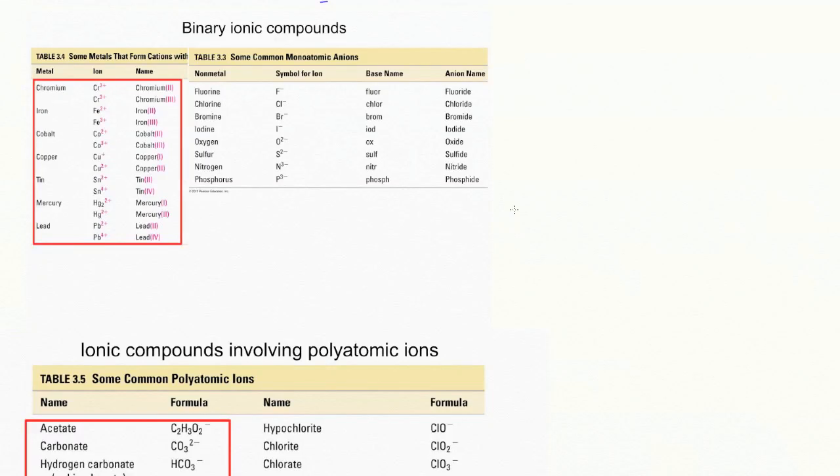metals. We know transition metals could have more than one oxidation state. For instance, iron could be iron 2 plus, iron could be iron 3 plus. Then, how do we write the binary ionic compounds involving those transition metal ions? Again, this table is from your textbook. You follow the same rule.